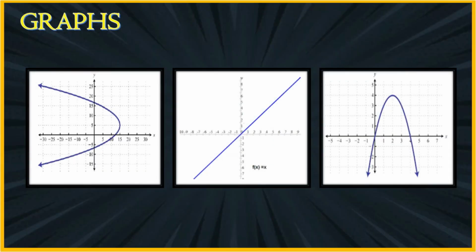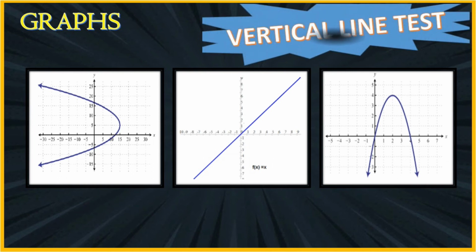Last is to test the graph if it is a function or just a mere relation. By using the vertical line test, we can determine if the graphs are functions or just a mere relation. We will draw a vertical line on the graph. If it intersects at 2 or more points, it means that the graph is just a mere relation. If it intersects at only 1 point, it means that the graph is a function.